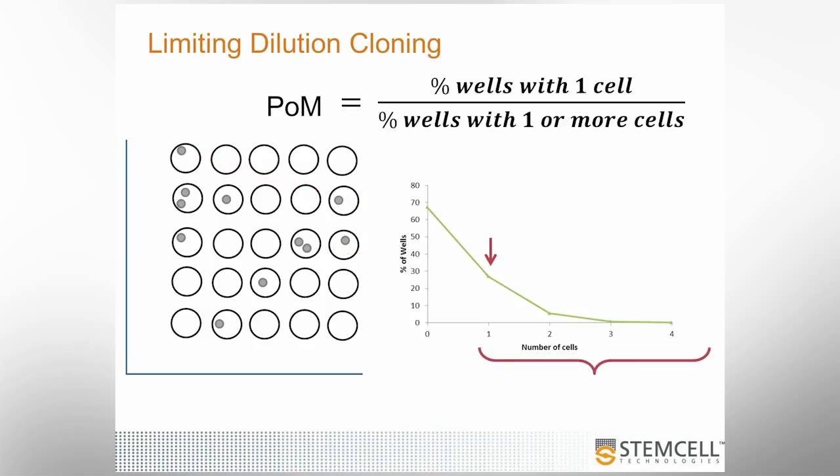The probability of monoclonality can then be thought of as a ratio. So we have the percentage of wells with one cell divided by the percentage of wells that have at least one cell. So this can be thought of as all of the scenarios that give you a monoclonal culture divided by all of the scenarios that will give you a viable culture.